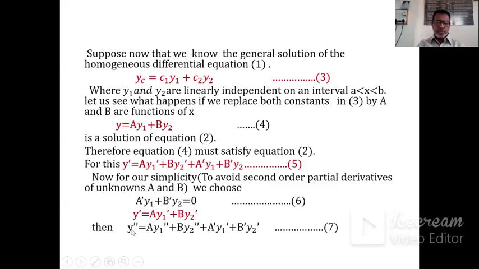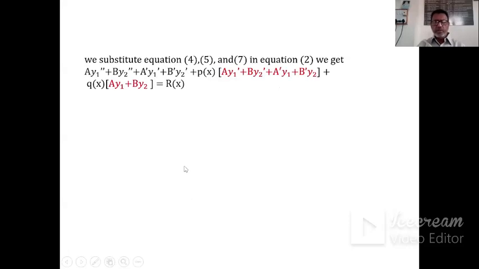And then from this we find y double dash is A y1 double dash plus B y2 double dash plus A dash y1 dash plus B dash y2 dash. And then from this equation 4, we call this equation 6a and this 7. From these three equations, we substitute these values in the equation 2.